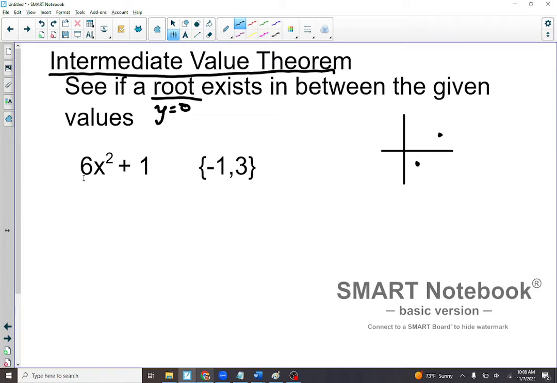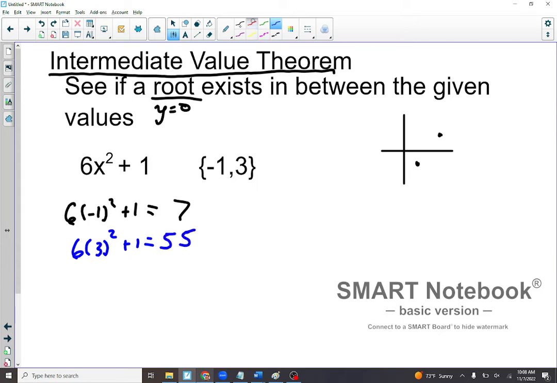So I'm going to plug in negative 1 into this, so 6 times negative 1 squared plus 1. That's going to be 1. 6 plus 1 is 7. If I plug in 3 into this case, 6 times 3 squared plus 1, 3 squared equals 9. 9 times 6 is 54, plus 1 is 55.